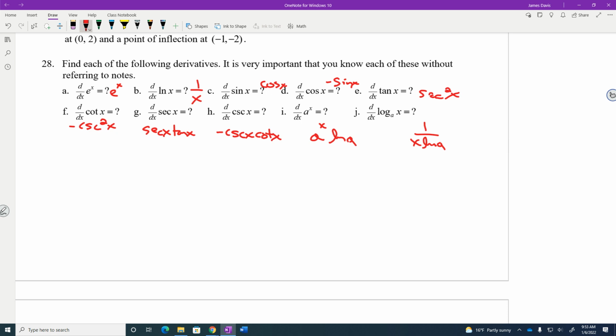Over x ln of a. So I wouldn't fault you if you didn't know log is a long one. But the other ones you should know, you need to know those.